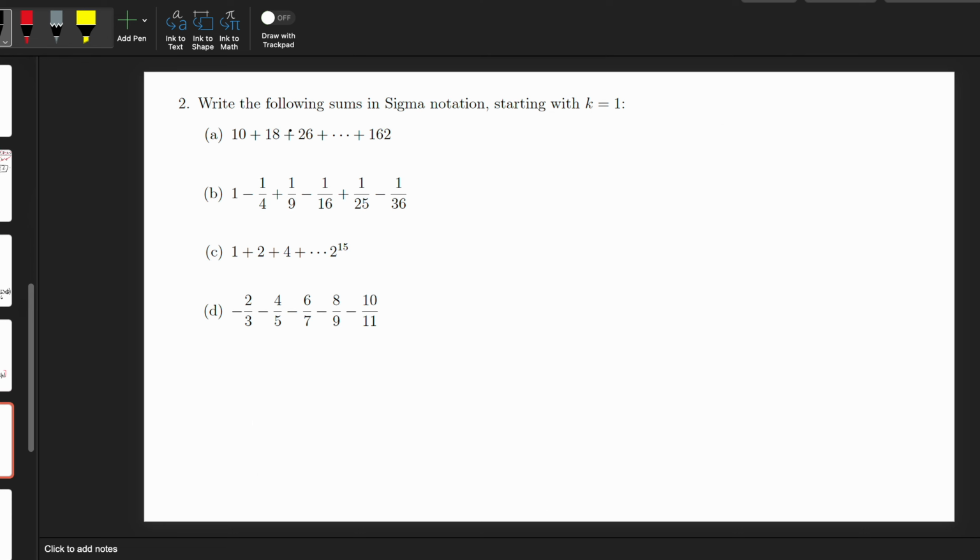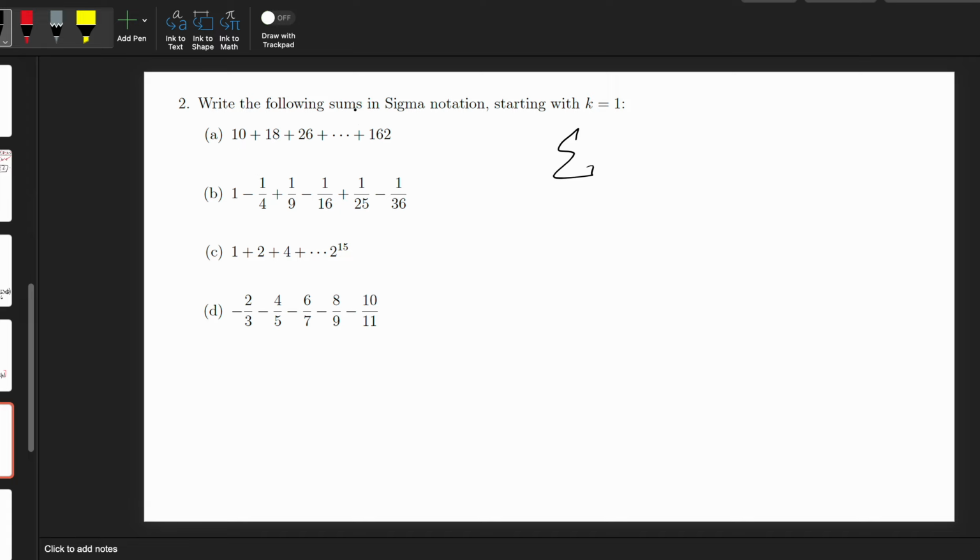Write the following sums in sigma notation. Well, okay, so I want this to be in sigma notation with k equals 1. For me to do that, I need to know what's the expression here. What's the term? What am I summing over? Well, this looks like an arithmetic sequence, doesn't it? From 10 to 18, I add 8. From 18 to 26, I add 8, and so on and so forth.